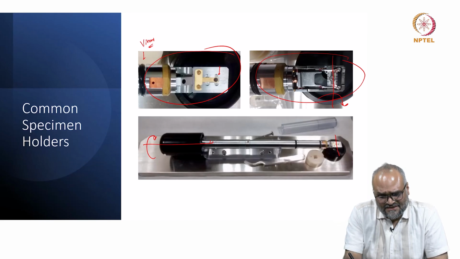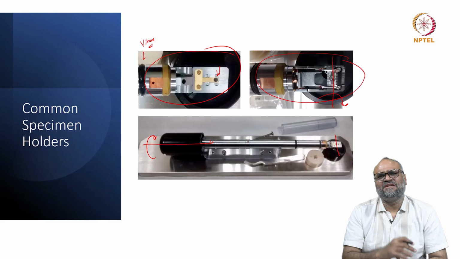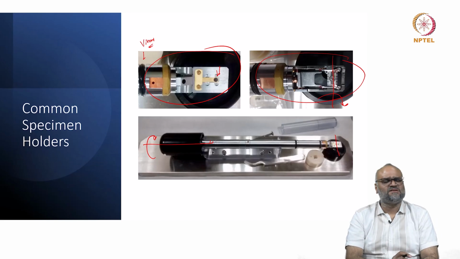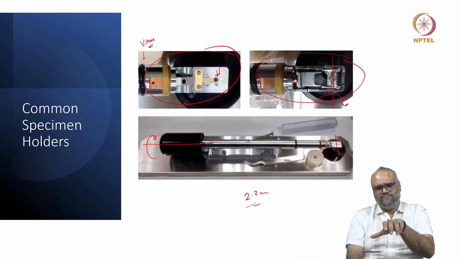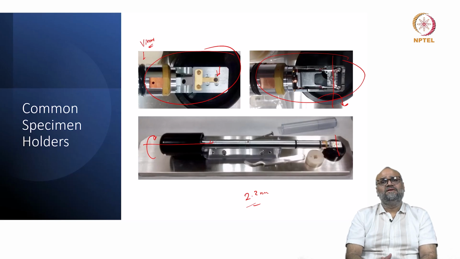As I was mentioning, the diameter of the specimen has been restricted to 3 millimeters, which is the most common type. For some specific cases where you are using cartridges for vitrification, you might also have 2.3 millimeter diameter specimen holders. For some special holders where you want to use rotation and tilt, you might want to have different kinds of specimens.